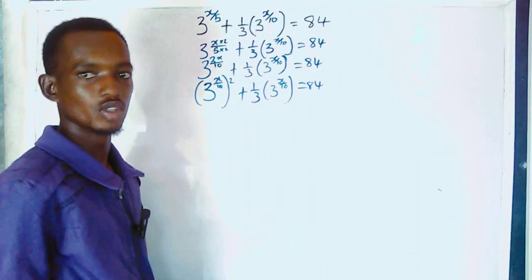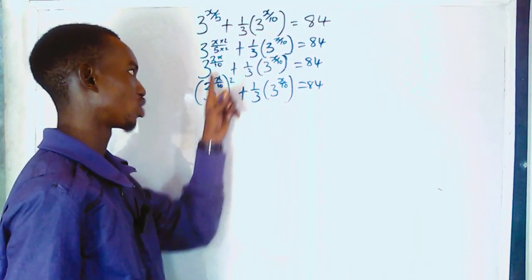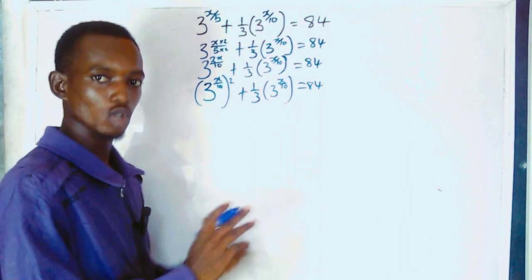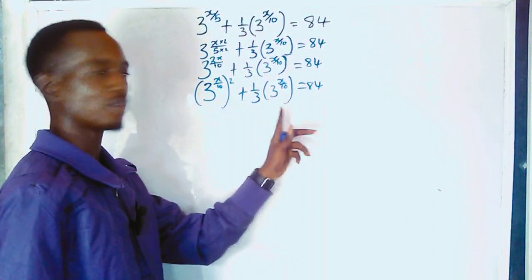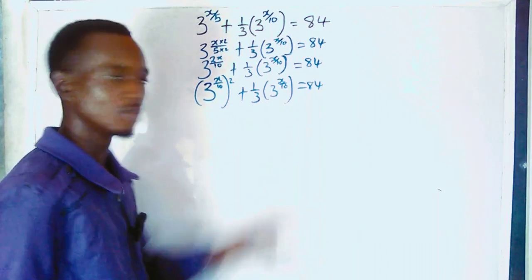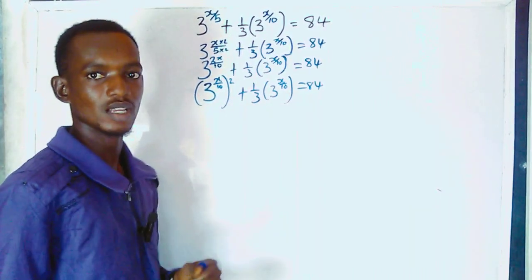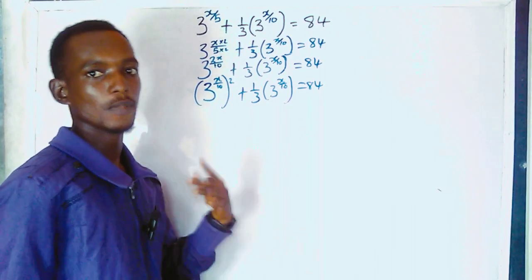Now I haven't done anything strange here, because 2 times x will still give us 2x over 10. Okay, we just tweak it a little bit. Now we have perfect symmetry. They're now exactly the same. The two variables of x are now exactly the same. Now we're going to simplify. Now how do we simplify?